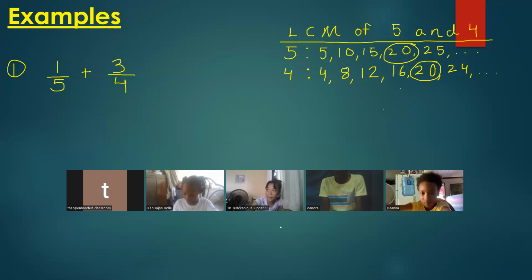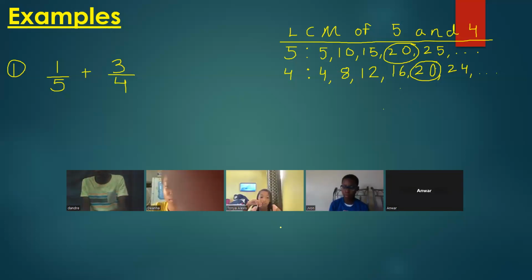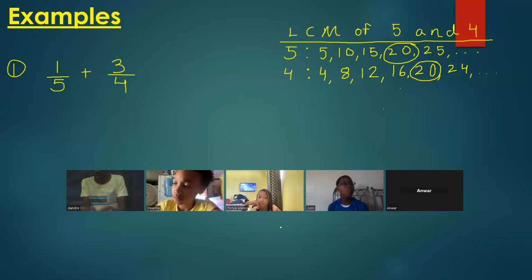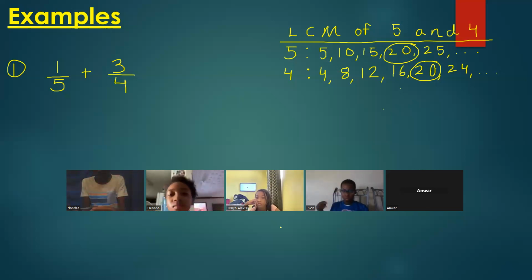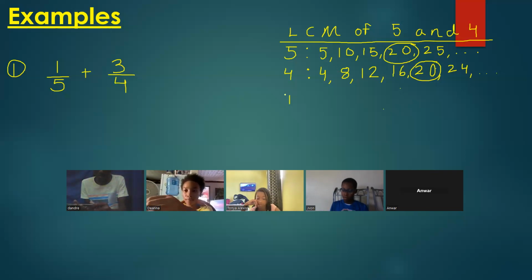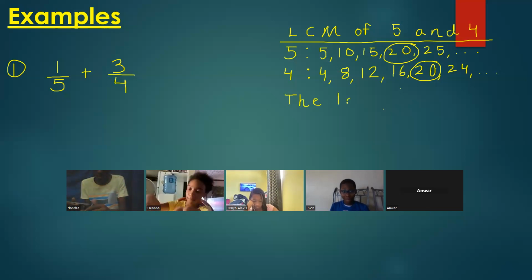Anwar, are you there? Yes, sir. What is the lowest common multiple of 4 and 5? 20. So write that down, please. So we say the lowest common multiple. Write this down, please. Make sure you write this down. The lowest common multiple.